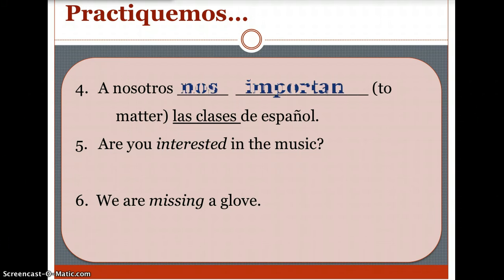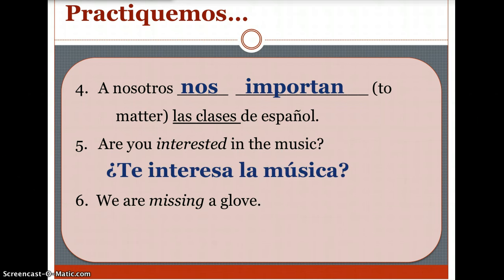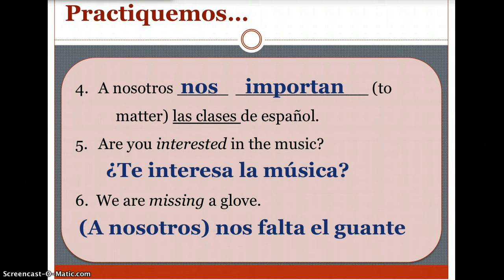Cuatro. A nosotros nos importan las clases de español. Importan is plural because las clases are plural. Are you interested in the music? Now you have to think of this a little bit backwards in Spanish. ¿Te interesa la música? Does the music interest you? Is what that is saying. We are missing a glove. A nosotros nos falta el guante.